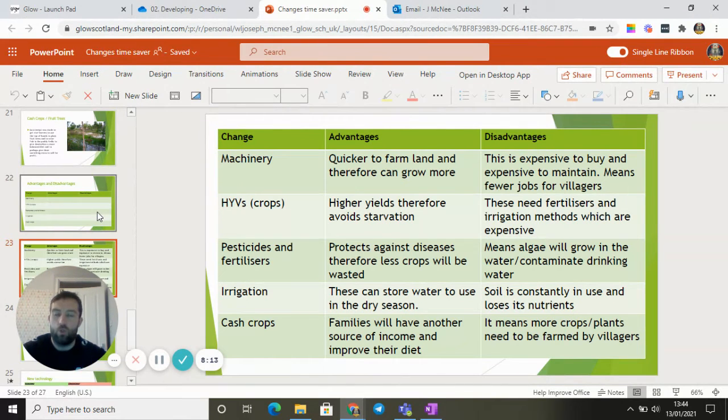Irrigation, use stored water to grow crops in the dry season. The problem with that is if the soil is in use year round, it doesn't get much time to recover. Think about it in terms of if you had to run a marathon every day, you wouldn't ever get any time to recover. So, cash crops then, families will have another source of income, they'll improve their diet, it will then make them healthier. The downside of that is it does require more work from the farmers.